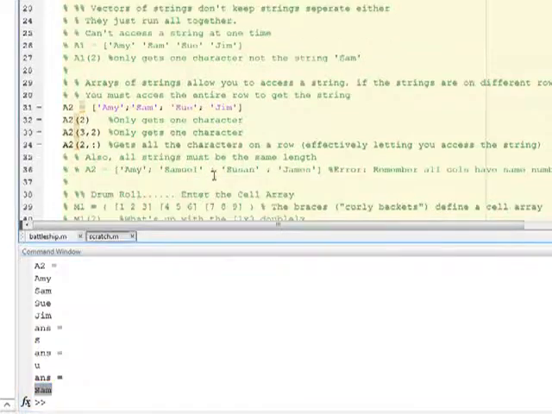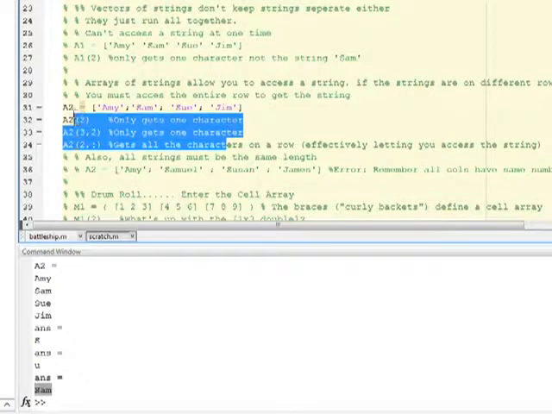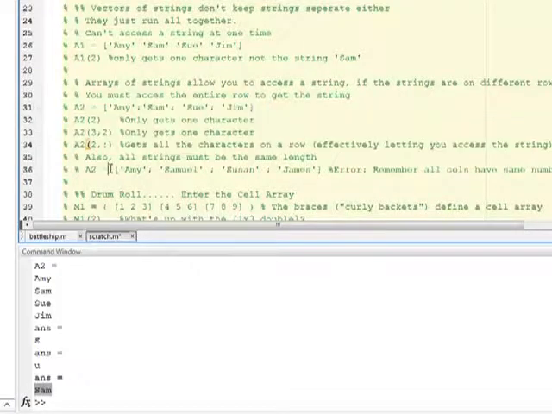Except the only problem is that if I wanted to do strings that have different lengths, now I can't do it, because it violates my rule that all rows have to have the same column and all columns have to have the same row.